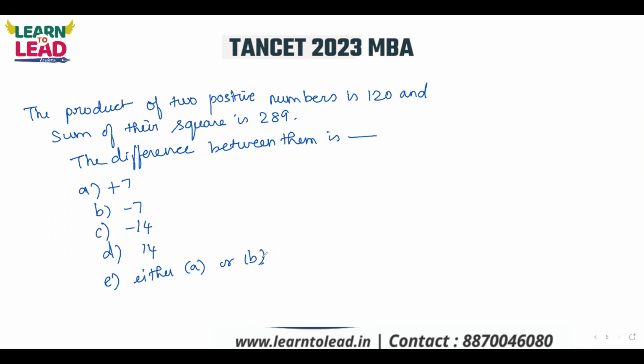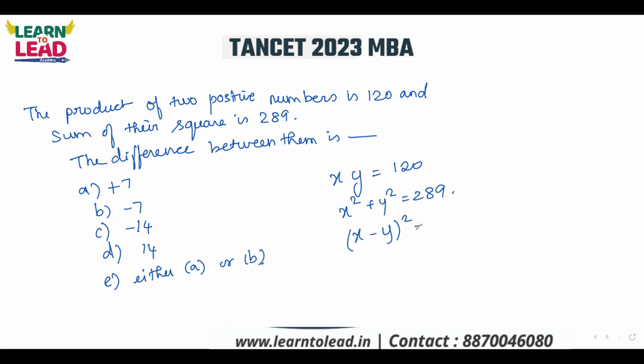The product of two positive numbers: let us take the numbers as x and y. The product is 120. The sum of their squares is 289, right? Now see, what is the difference between them?